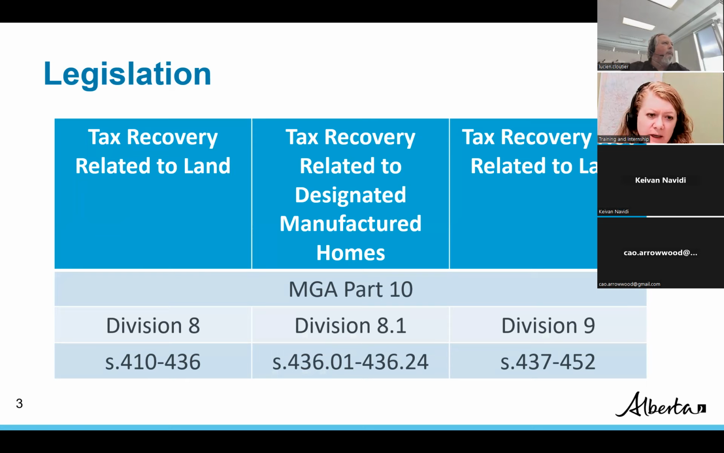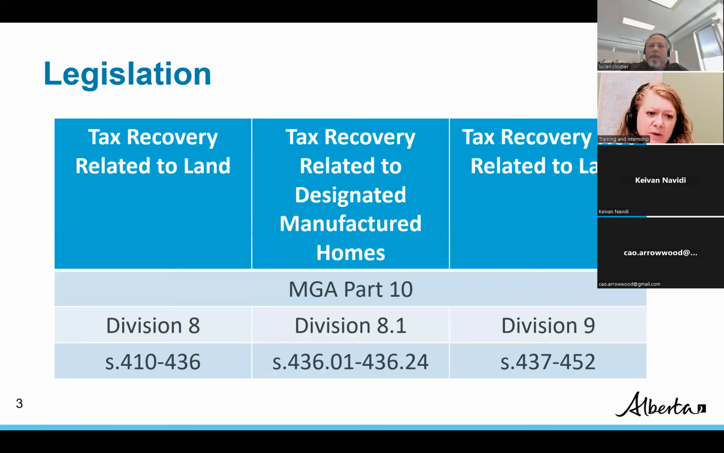The MGA has certainly undergone a number of amendments over the last few years, and there has been a bit of change to the tax recovery provisions relating to the 2021 reinstatement of special liens for linear property, machinery, and equipment, or M&E for short. So I won't be getting into a lot of detail about these changes today, as this is more of a basic level session, but I will mention them a bit later on.